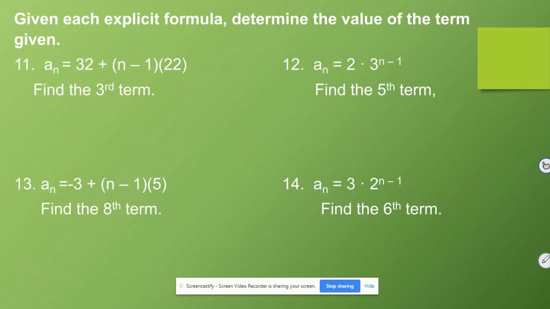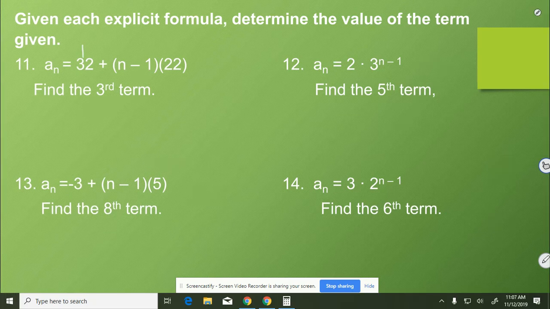All right, so here now I'm giving you the explicit formula, and you're going to determine a value of the term given. So you're going to find a future term. All right, so a of n equals 32 plus n minus 1 times 22. So it's turned around here. This is the first term, and this is the common difference. It can be twisted that way.